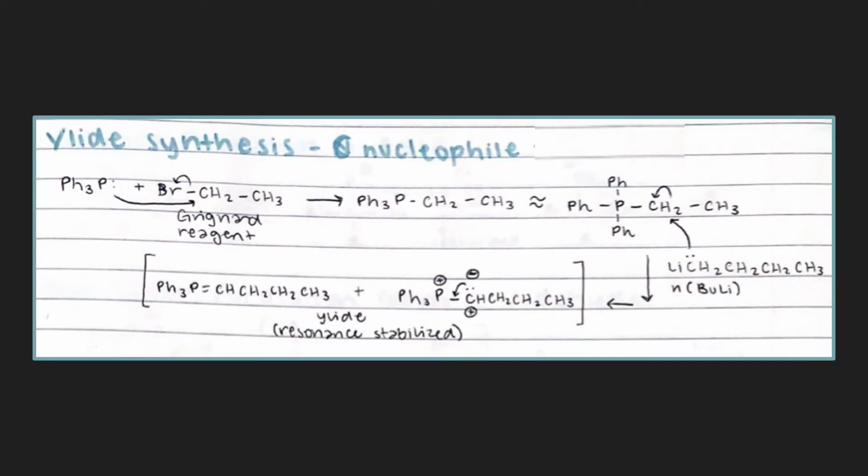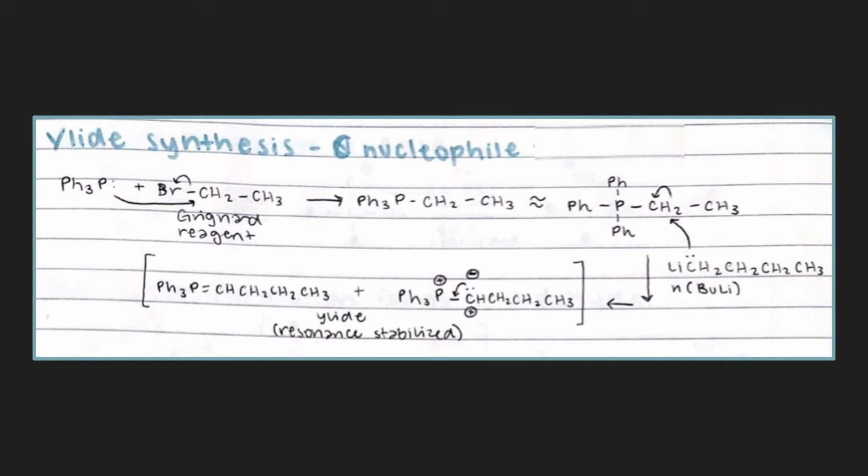Let's go over the mechanism for forming a stabilized ylide from a carbon nucleophile. Our starting material here is going to be triphenylphosphine, which is a nucleophile, as you can see by that lone pair on it, and then we're also going to use a Grignard reagent. First, we're going to break the bond between the halide and the alkyl group. Then a nucleophilic attack will occur.